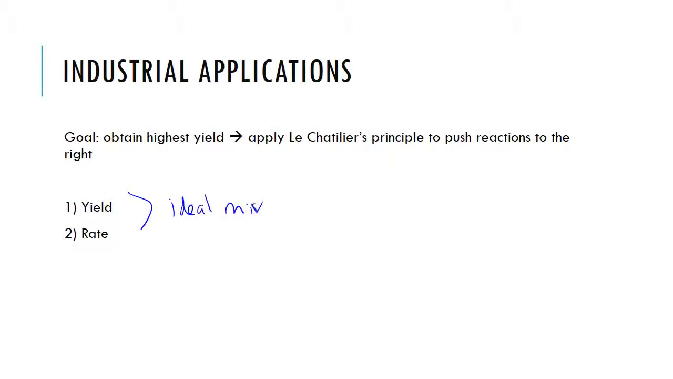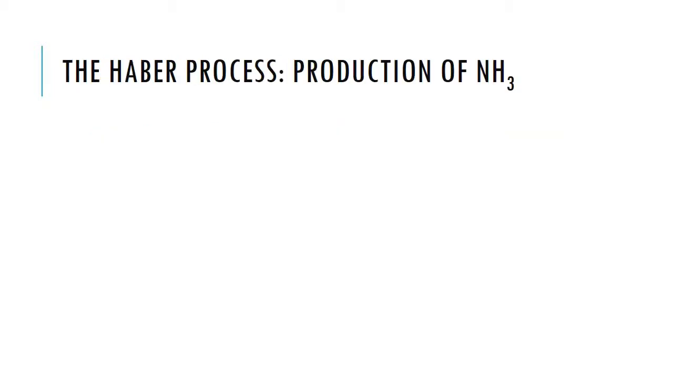And they may have to compensate because they're going to do a cost-benefit analysis. To get the most yield, the rate may take too long. That's not beneficial cost-wise. And so they're going to meet in the middle. So the most bang for your buck, essentially.